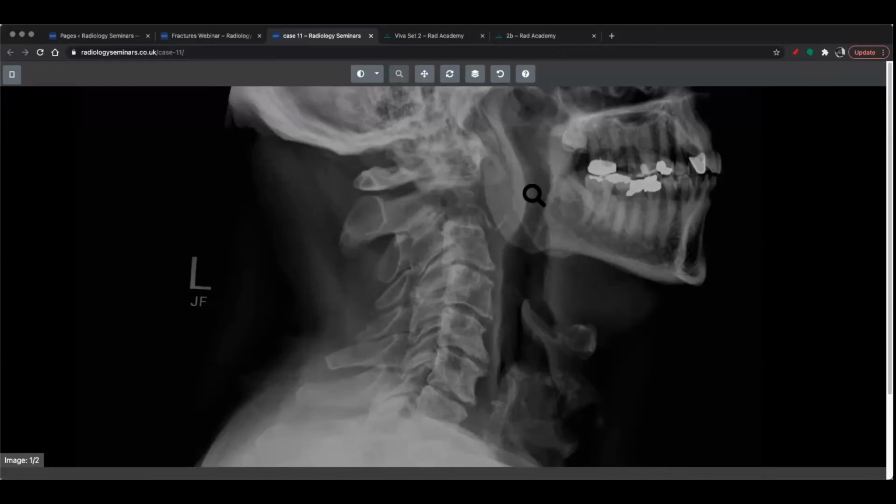But this feels a bit bulgy. It kind of comes out a bit. It doesn't look quite normal. Then you also want to make sure you've had a good look at the spinous processes, make sure there's no spinous process fracture.